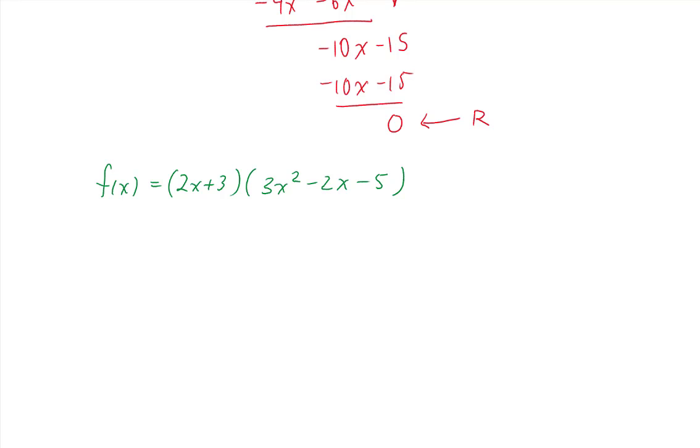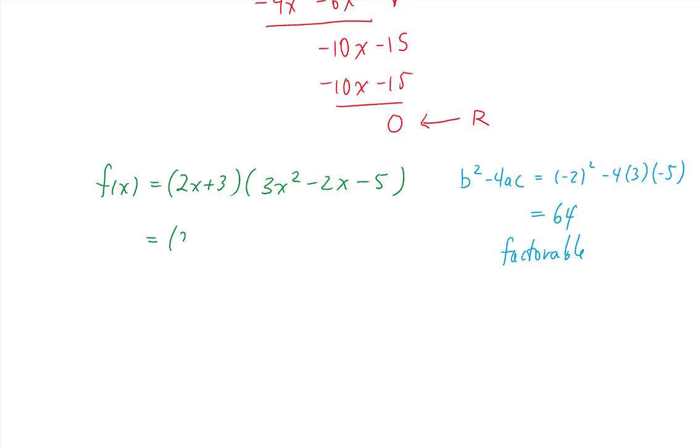So next, let's look at the quadratic. So recall that we can check to see if this is factorable by looking at the discriminant. So b squared minus 4ac. So that's negative 2 squared minus 4 times 3 times negative 5, which gives me 64, which is a square number. 8 squared is 64, which tells us that this quadratic is factorable.